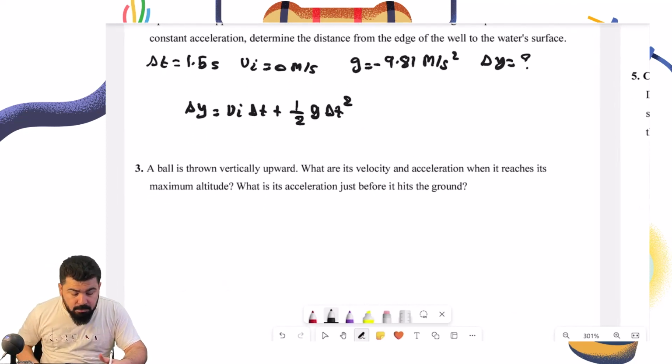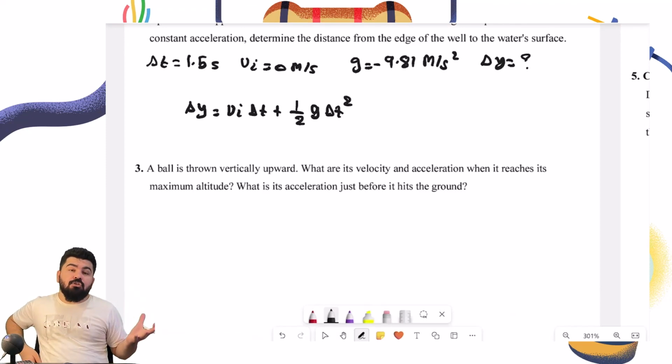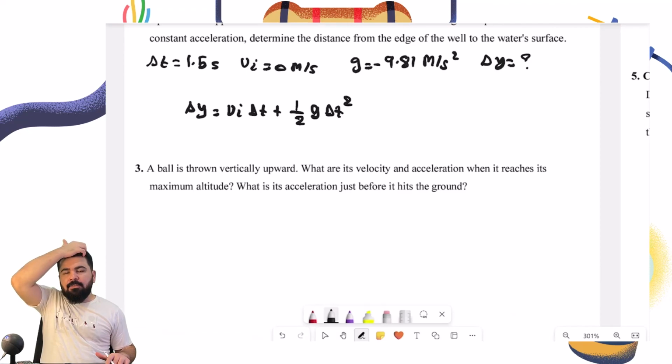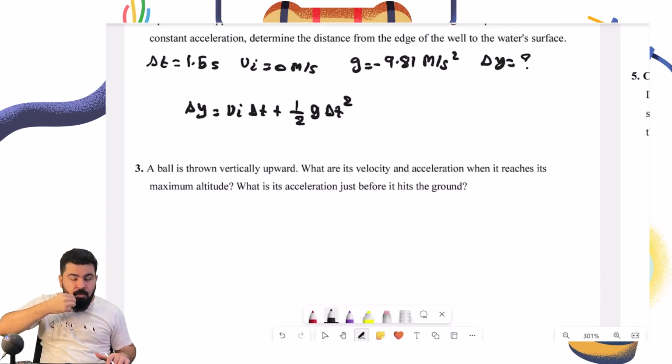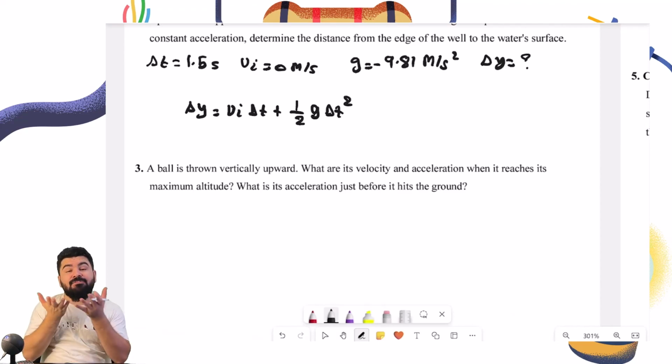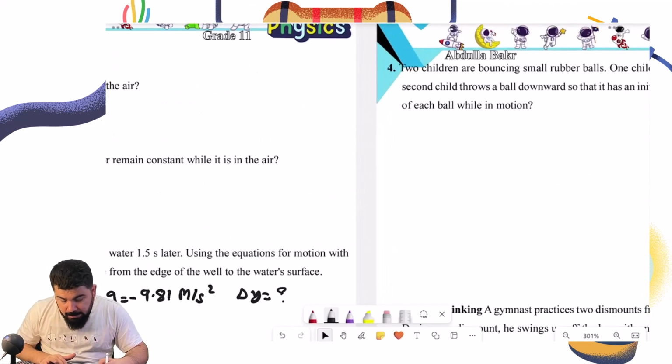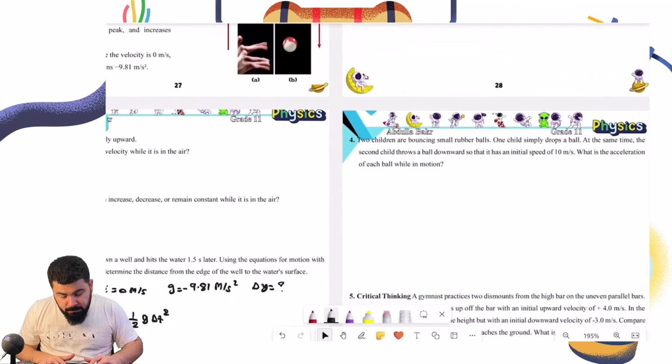Okay, a ball is thrown vertically upward. What are its velocity and acceleration when it reaches maximum altitude? What is its acceleration just before it hits the ground? I told you when it reaches the maximum point, the highest point, the peak, the velocity is going to be 0. What happens to the acceleration before it hits the ground? It doesn't change. It's still 9.81, even when it's in the air. Okay, careful. The other questions are for you.